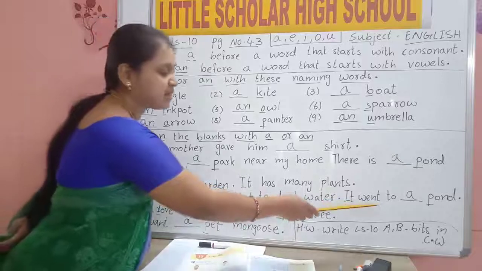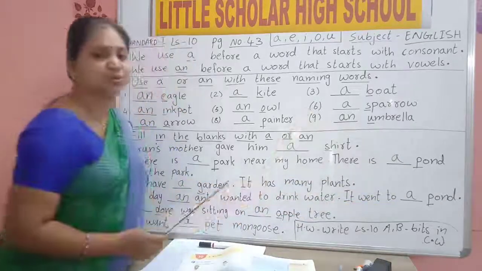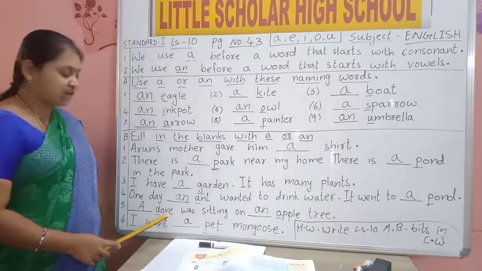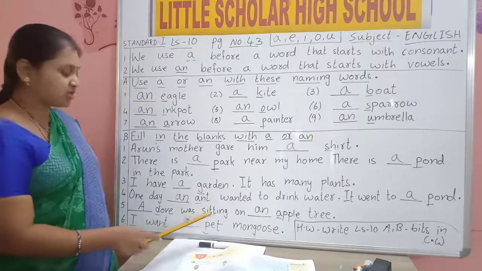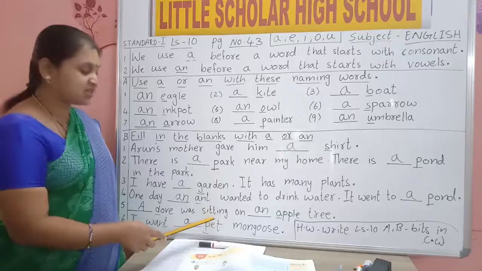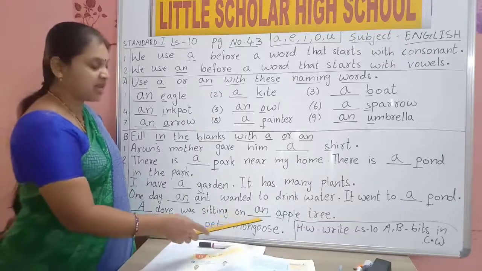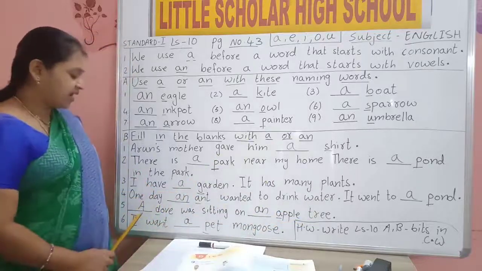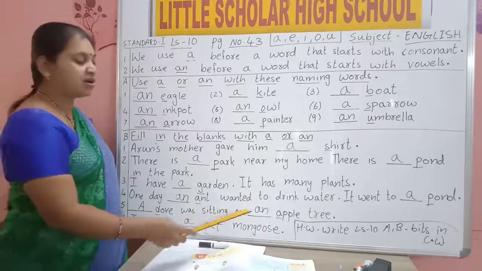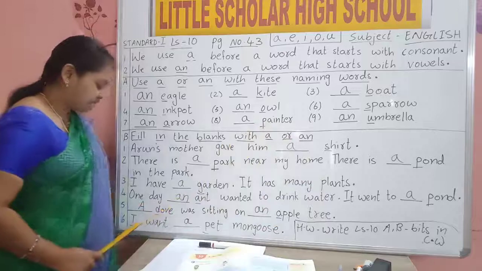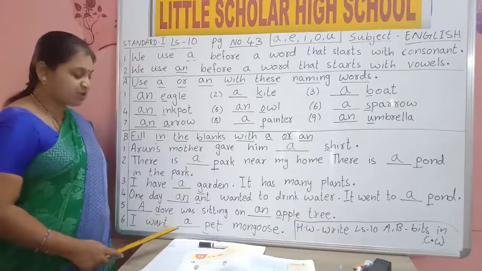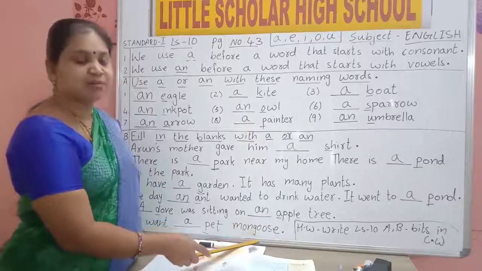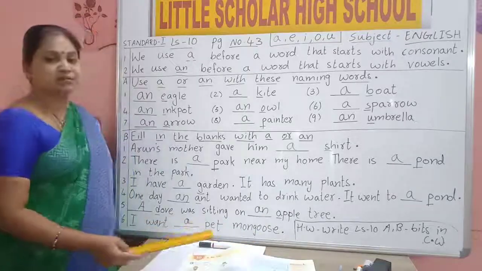It went to a pond. A dove was sitting on an apple tree. I want a pet mongoose, M-O-N-G-O-O-S-E, mongoose. I want a pet mongoose.